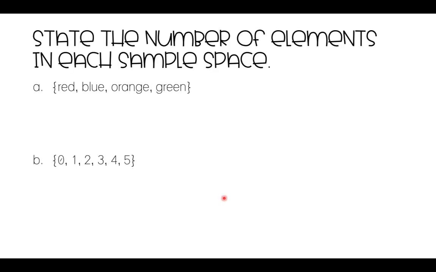Okay, the last thing we're going to do is look at the number of elements in each sample space. This is the number of different outcomes we could get. So here there is red, blue, orange, and green in this sample space, and so we say the number of elements is 4. So I want you to pause it now. I want you to do B and then come back. Okay, so you should have had the number of elements equals 6.